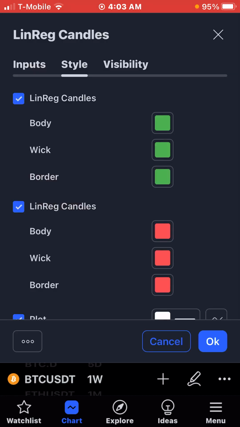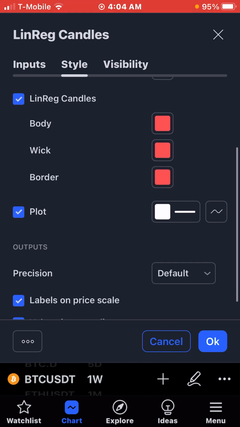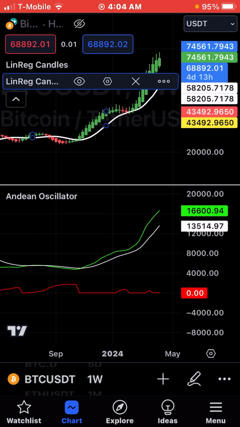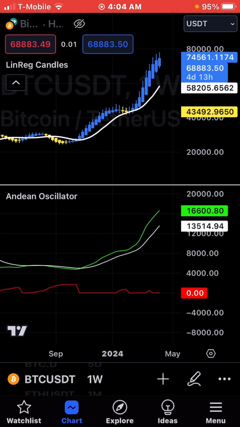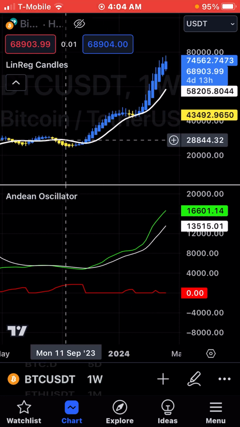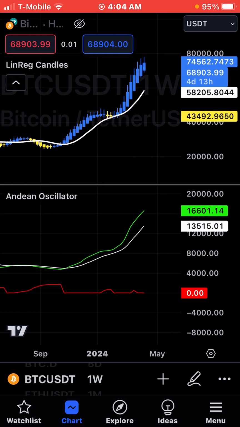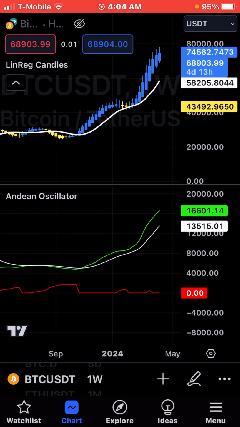Once you do, you can change the colors if you want, but the most important thing here is the plot line. I like changing it to white or yellow, something that stands out. Once you do that, you'll have it set up, and again, make sure your regular candles are hidden. That sets up the linear candle strategy. What you'll notice is there's a smoother line that goes through everything. It's easier to pick up if something's bullish or bearish.